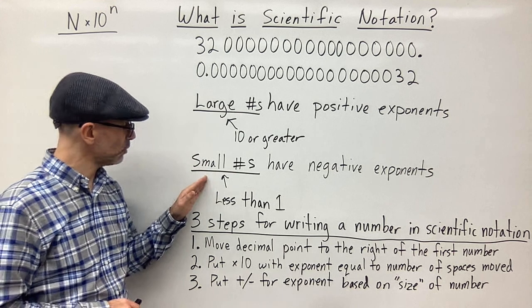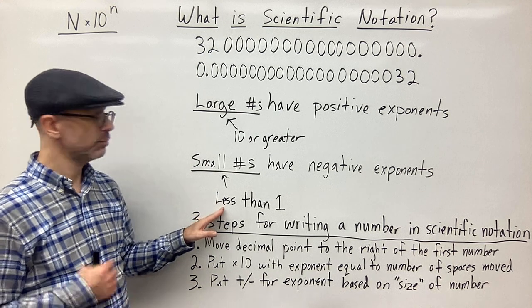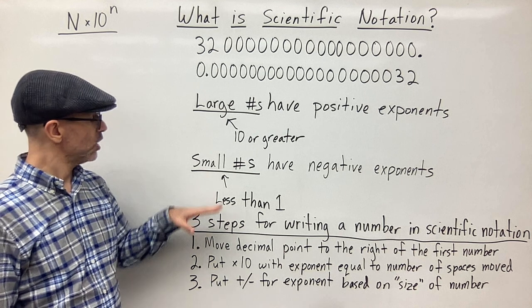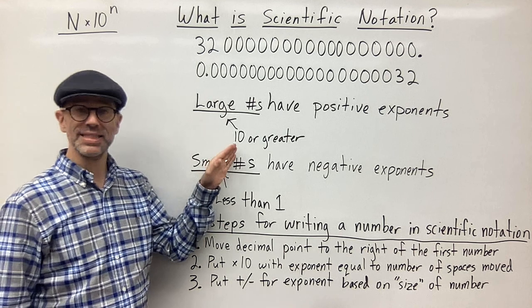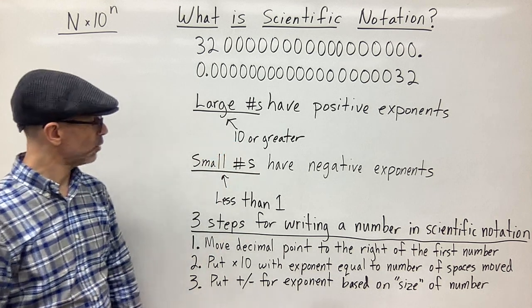So small numbers are going to be any number less than 1. So 0.1, 0.2, those are less than 1. Those are going to be small numbers. So small numbers are numbers less than 1. Large numbers are going to be 10 or greater. So 10 is included as a large number.